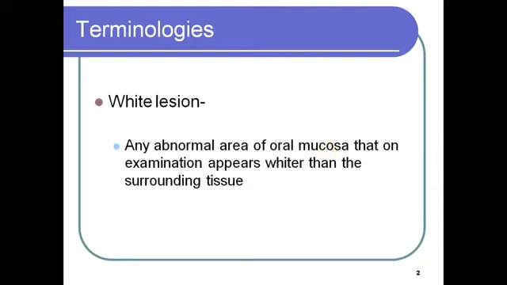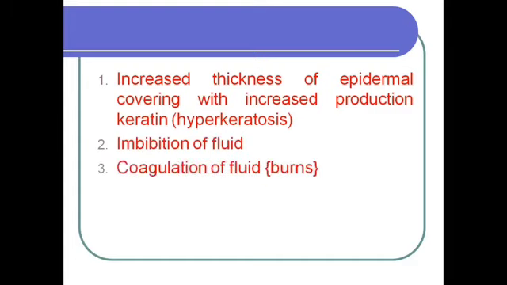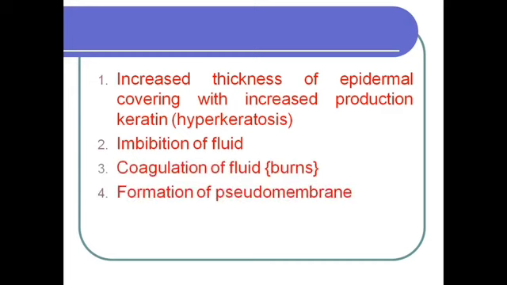So basically, a white lesion is an abnormal area of oral mucosa which is appearing whiter than the surrounding tissue. Okay, so it appears a little bit whiter than the adjacent tissues. So why does this white lesion form, or why does it look whiter compared to the surrounding mucosa? It is because of hyperkeratosis, that is increased thickness of epidermal covering, or it could be due to the imbibition of fluid and coagulation of fluids and formation of pseudomembrane, and there will be a decreased blood supply. So all these reasons could ultimately result in a white lesion.